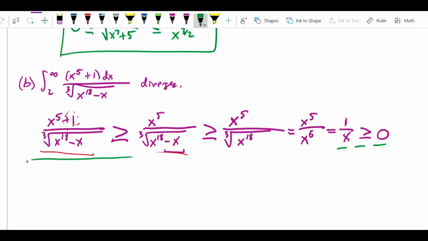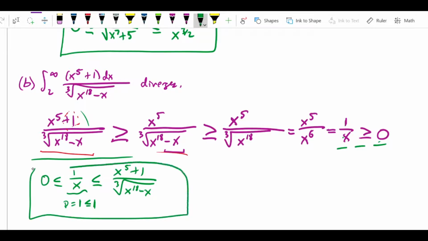Because what I've demonstrated now is that 0 is less than or equal to 1 over x, which is less than or equal to x to the 5th plus 1 over the cube root of x to the 18th minus x. And of course, this is a p integral with p equal to 1, which we know diverges because 1 is less than or equal to 1. So what I've shown is that the given integrand is greater than or equal to, but really greater than, the integrand of a known divergent p integral. So this is the correct inequality that we were looking for.